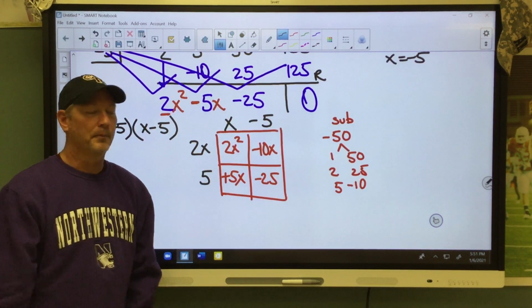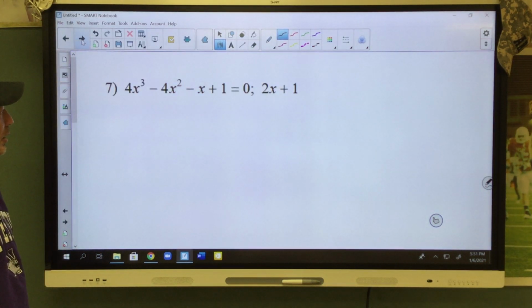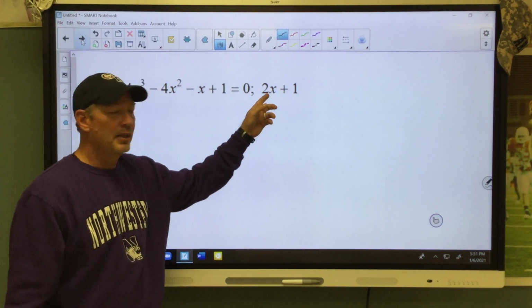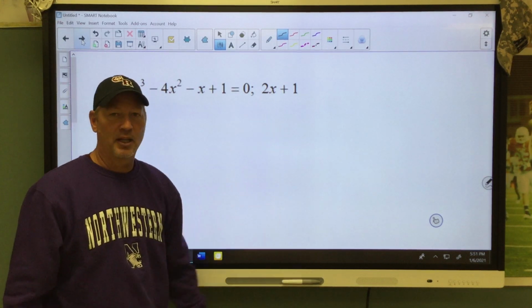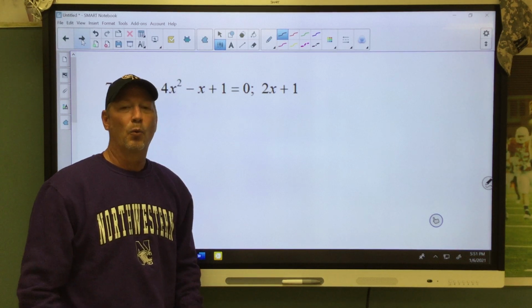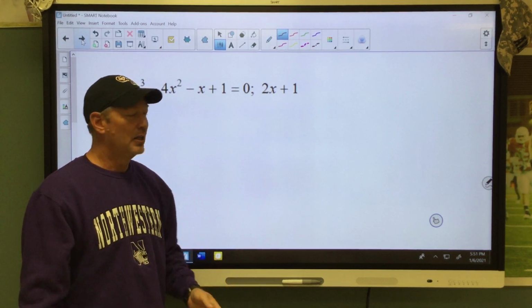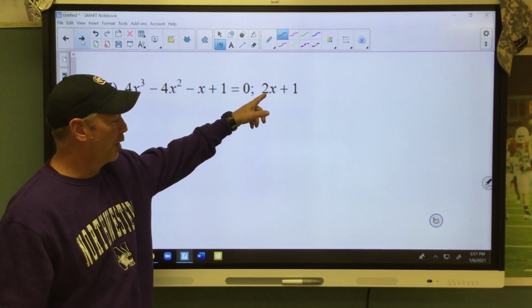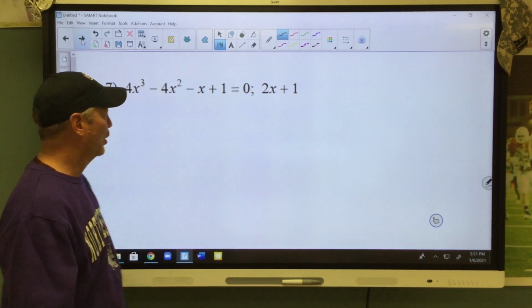Let's try one more, just for practice. Uh-oh. There's a coefficient in front. This is not going to let us do synthetic division. We're going to have to do long division and then factor. When there's a coefficient in front, it is best that we do long division.